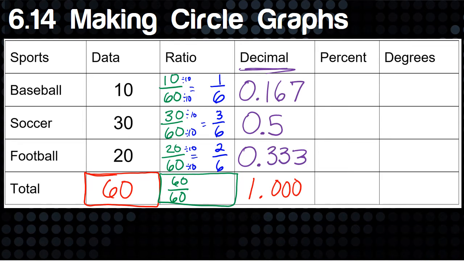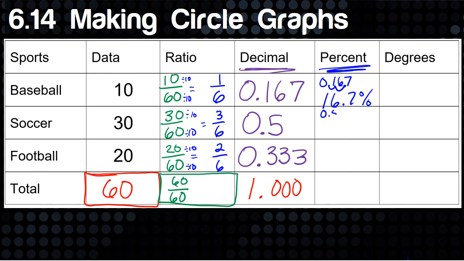So we got our decimal down. This is just a review of fraction, decimal, percent. We're moving and grooving to the percent column here. So in the percents, what we do is we take our decimal, 0.167, and let's go ahead and move our decimal point 2 places to the right. Gives us the percent as 16.7%, for baseball.